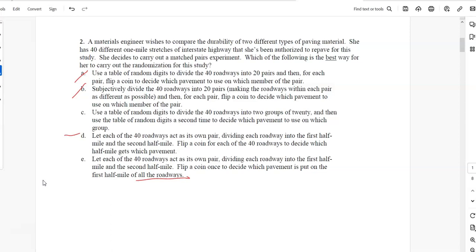Within each, what's supposed to happen with matched pairs, within each similar pair, you're supposed to do a random assignment, right? So SRS inside each pair. So that's doing one simple random sample for the whole set of them. That's definitely not it. And this was close, but just not quite there. So it's got to be D.